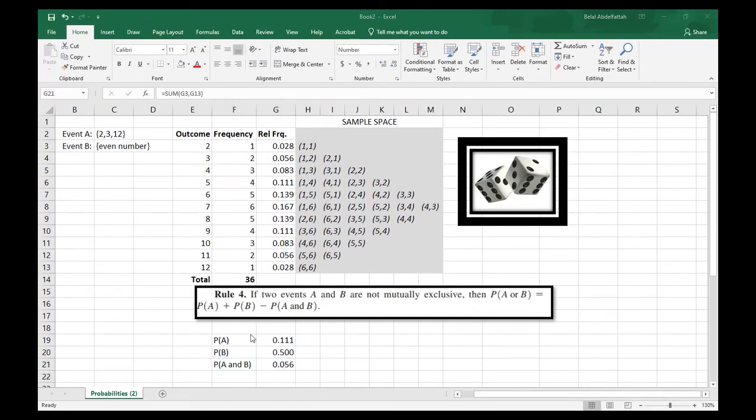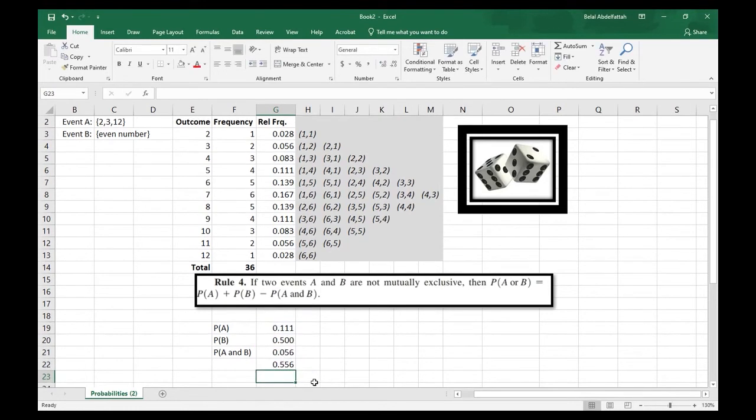So now that I have the probabilities for each one of these events, what I need to do is apply this formula. So I will say probability of A plus the probability of B minus the probability of A and B gives me 55.6%. I can format this into percentages. Remember, probabilities can be shown in decimal format, percentages, or in fractions.